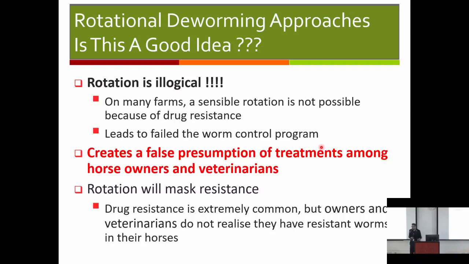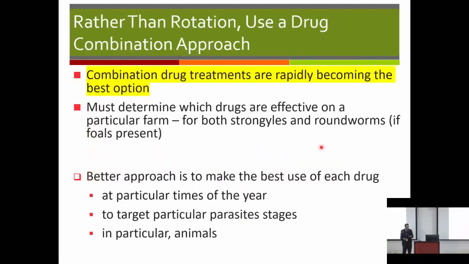Any other approach in your mind? Combination, right? So combination of the drugs becomes a best option here. You must determine which drugs are effective on this particular form, because you are using a combination. So you will be able to treat these strongyles as well as roundworms in the case of ruminants. So combination is also a best strategy in ruminants.